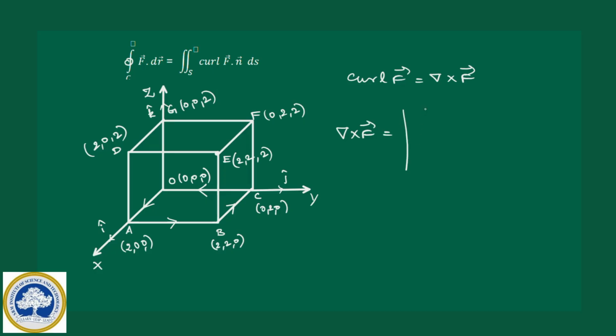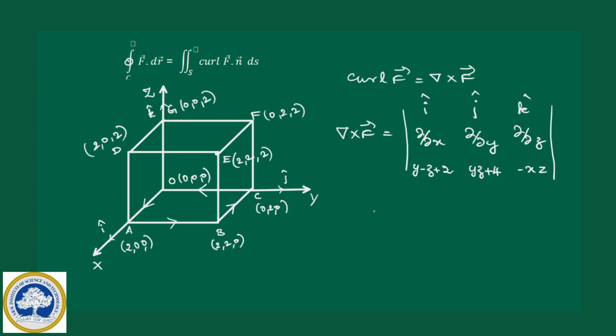Del cross f is nothing but the determinant of i, j, k taken as the first row. Second row is dou by dou x, dou by dou y, dou by dou z, and the components we have to consider from the question: y minus z plus 2, then yz plus 4, and then minus xz. So these are the elements.